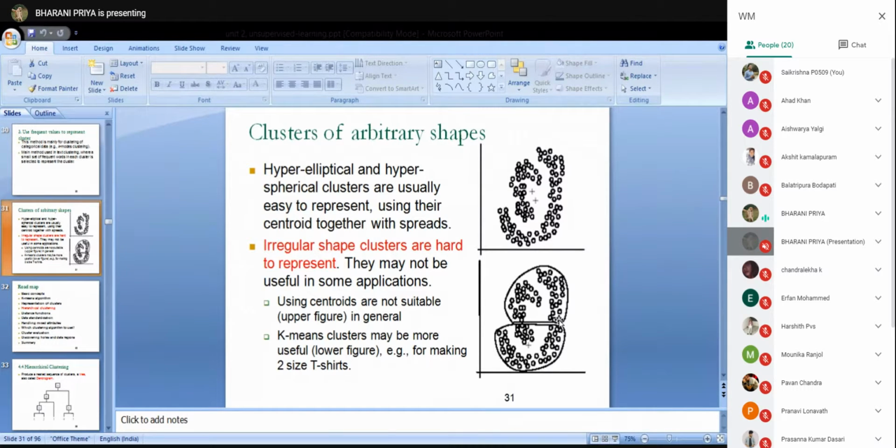So k-means clustering can be used for making the size of the t-shirts. That is in the first slide itself, we have seen that clustering is useful to categorize the various customers based on the size of the t-shirts.